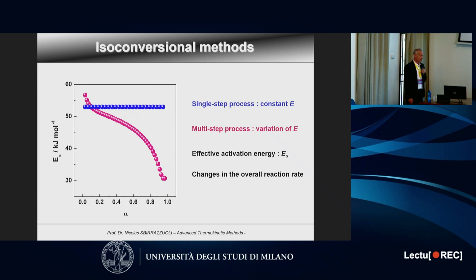In the case of a multi-step process, we will obtain a variation of this apparent activation energy. And now the difficulty is to interpret this variation. The first information that we have is that now we know that it is a multi-step process. So first, we must not use single-step methods. This is the first information.